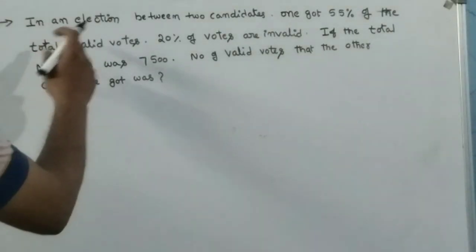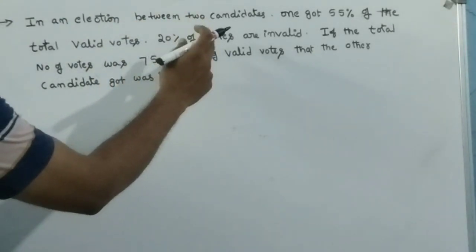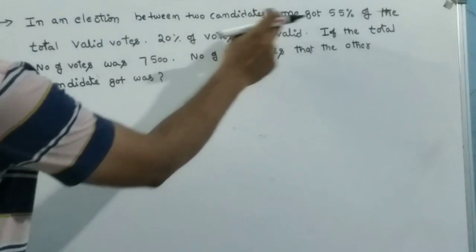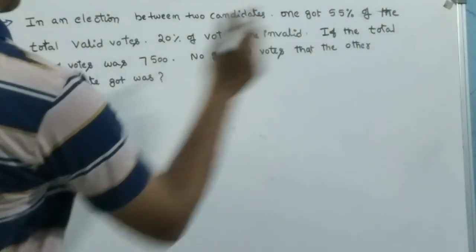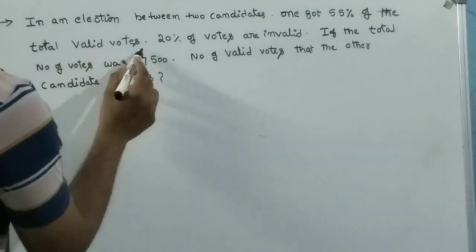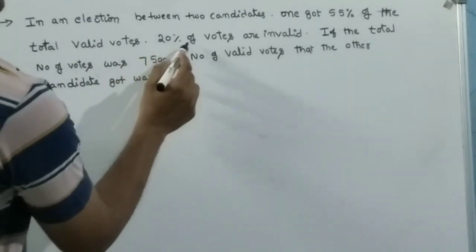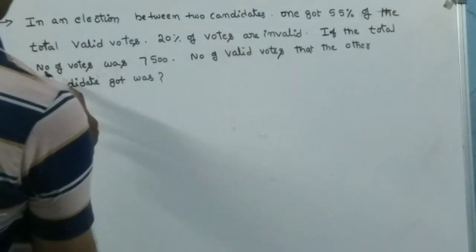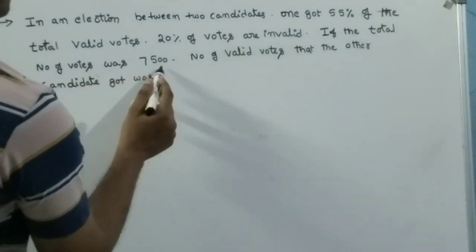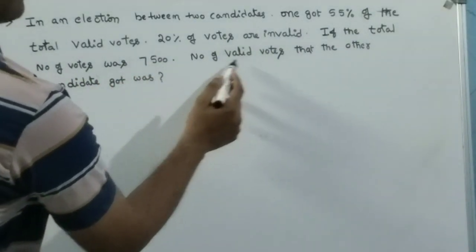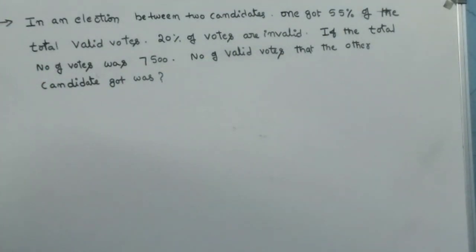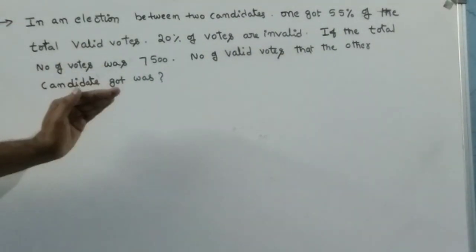Friends, now we will move to another problem. In an election between two candidates, one got 55% of the total valid votes. 20% of the votes are invalid. If the total number of votes was 7,500, the number of valid votes that the other candidate got was?